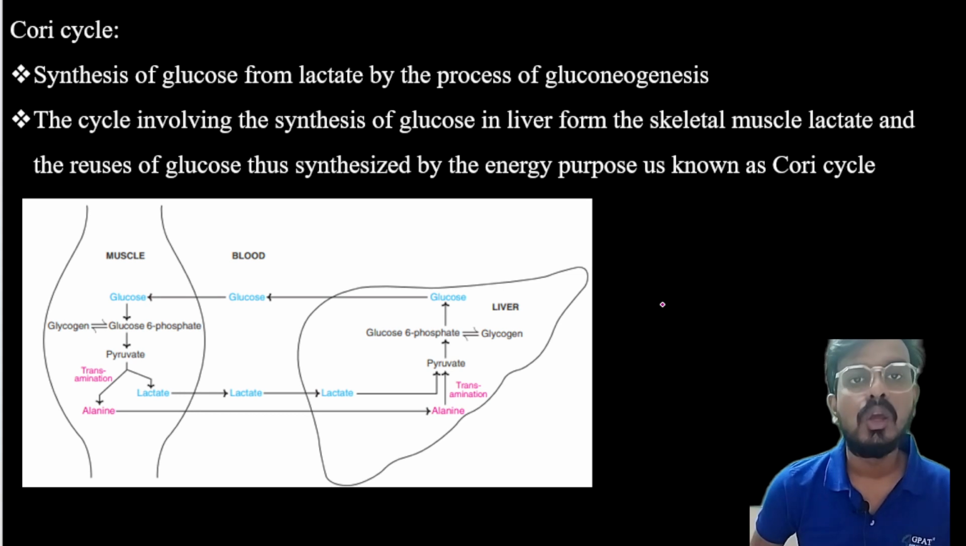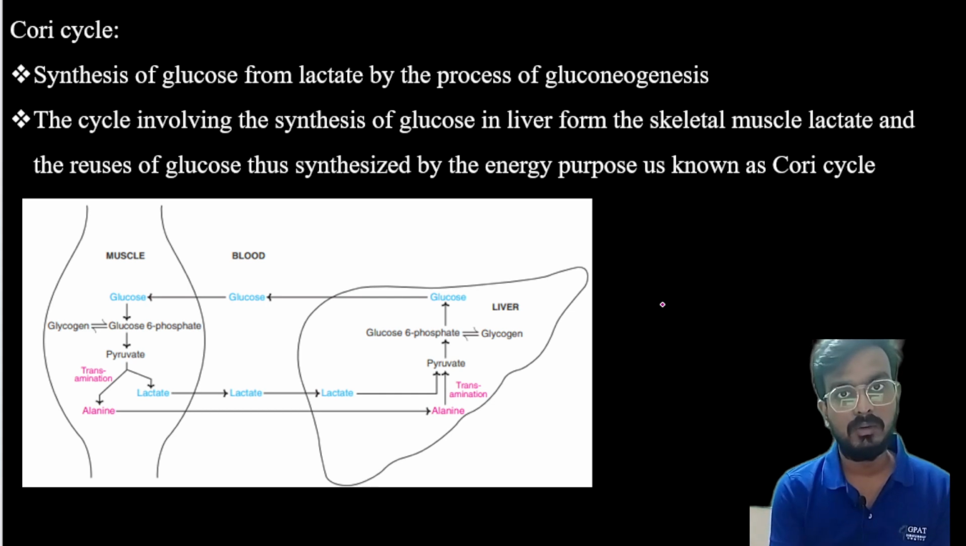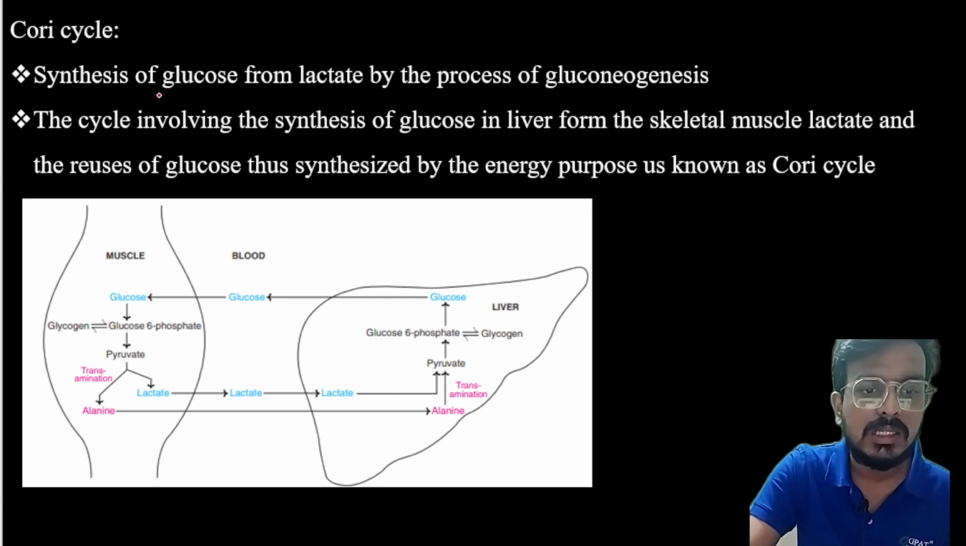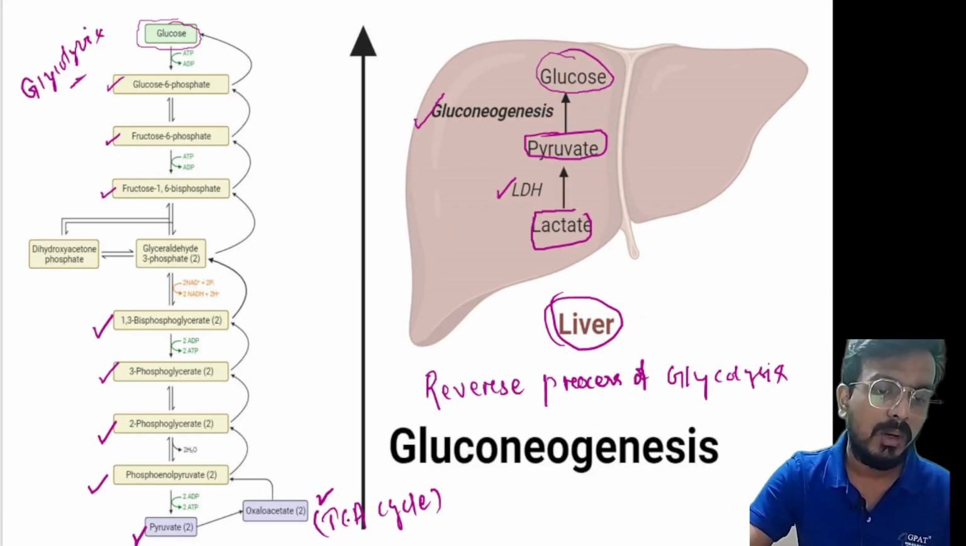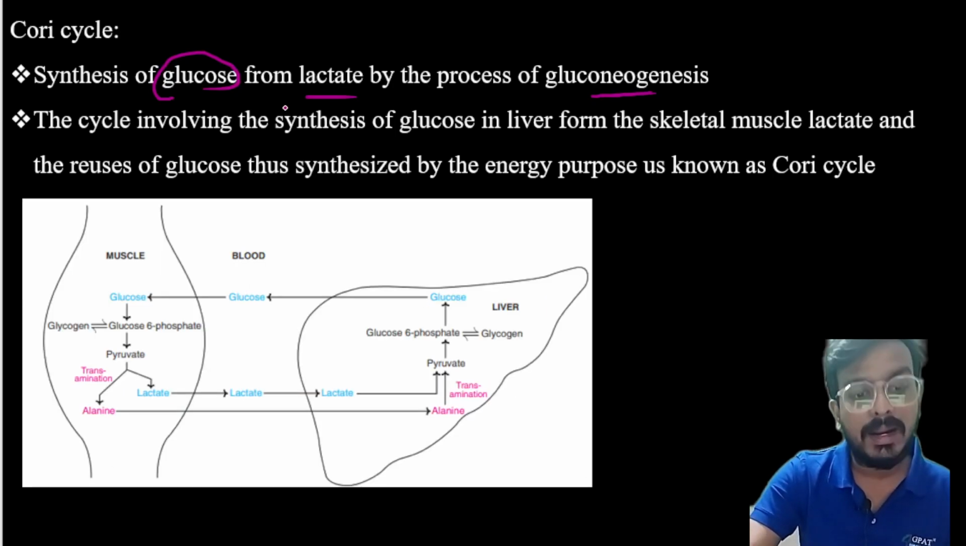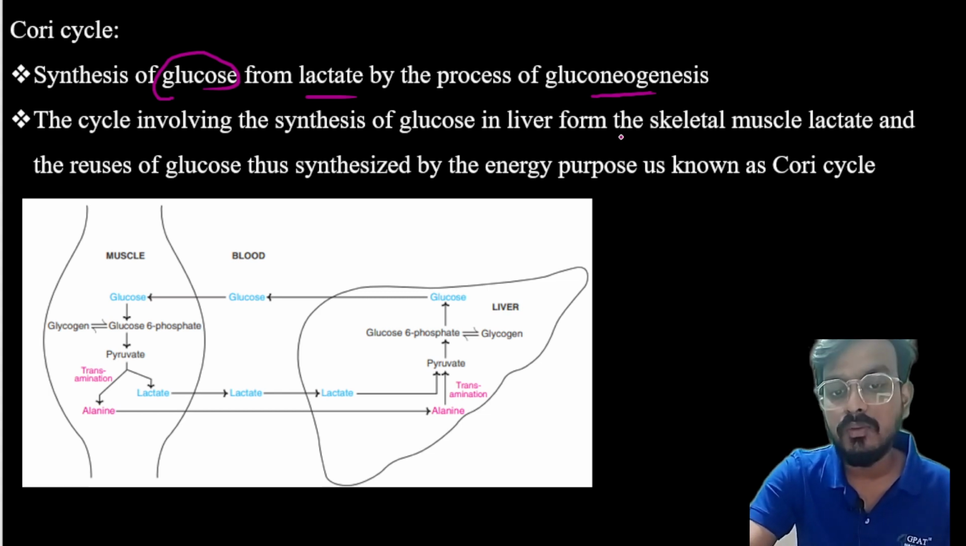So next is the Cori cycle. The Cori cycle is basically a variety of gluconeogenesis. This is the synthesis of glucose from lactate by the process of gluconeogenesis. If the synthesis starts from lactate, then it is called the Cori cycle. This cycle involves synthesis of glucose in the liver from skeletal muscle lactate, and the reuse of the glucose thus synthesized for energy purposes is known as the Cori cycle.